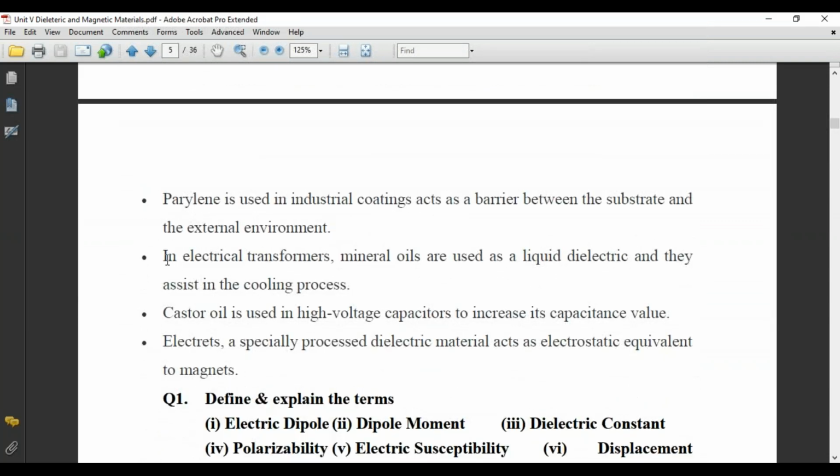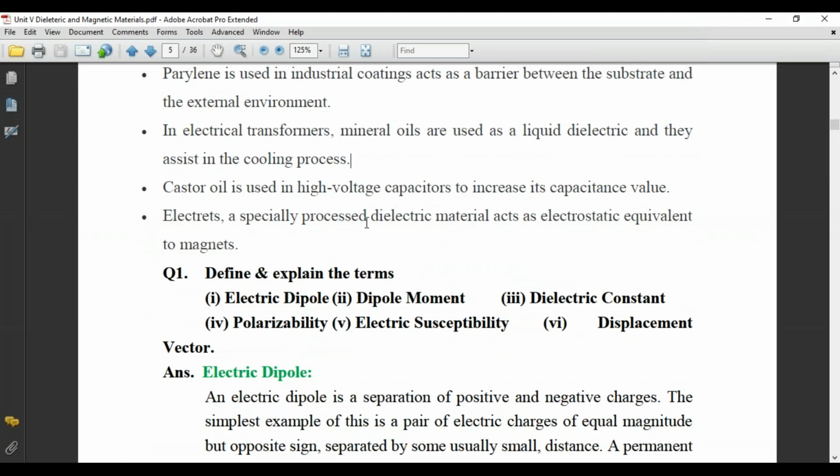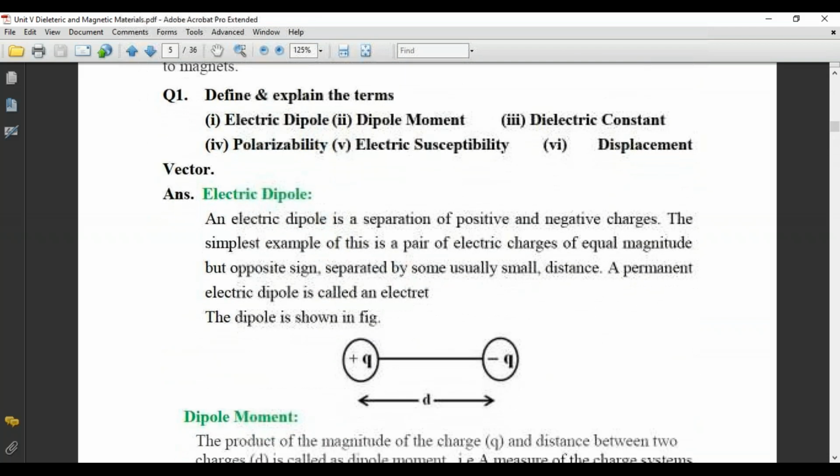You see some more examples. In electrical transformers, mineral oils are used as liquid dielectrics. They assist in the cooling process. Castor oil is used in a high voltage capacitor to increase its capacitance value. An electret is a special process dielectric that acts as an electrostatic equivalent to magnets. So these are some applications where dielectric materials can be used. Now we'll go for the terminology. To understand the complete behavior of dielectric material, you should know some terminology.